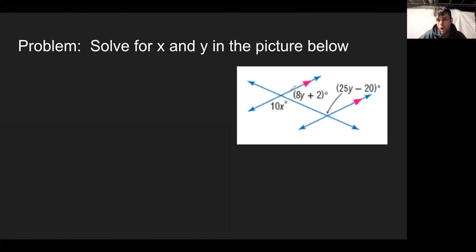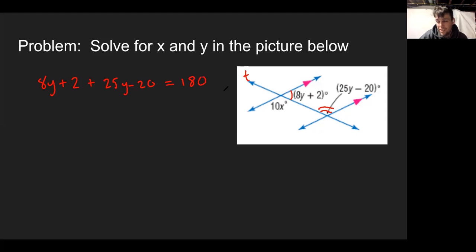To me, it looks like y is pretty straightforward. These 2 angles are same side of the transversal. This is our transversal and our parallel lines. These are same side interior angles, so they have to be supplementary. So that is a supplementary equation: 25y minus 20 equals 180.